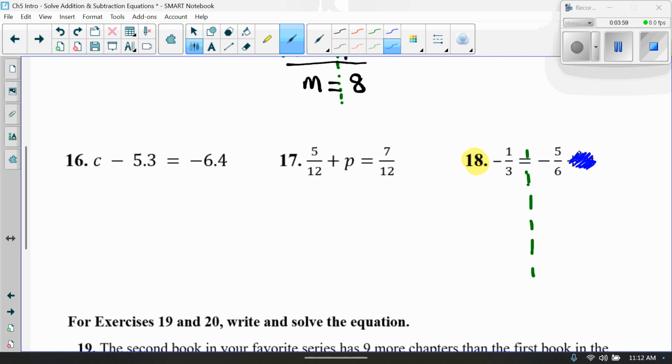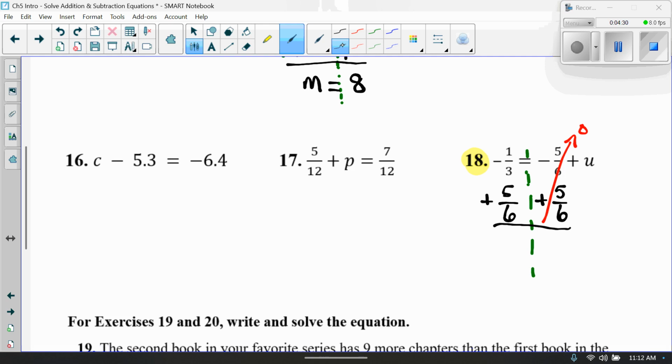What's the inverse of a negative 5/6? That's going to be a positive 5/6. So we're going to add 5/6 on both sides. Okay? So here, again, this is a number plus its opposite. What's that equal to? That's equal to 0. So on that side, on the right-hand side of the equal sign, what do I have left?